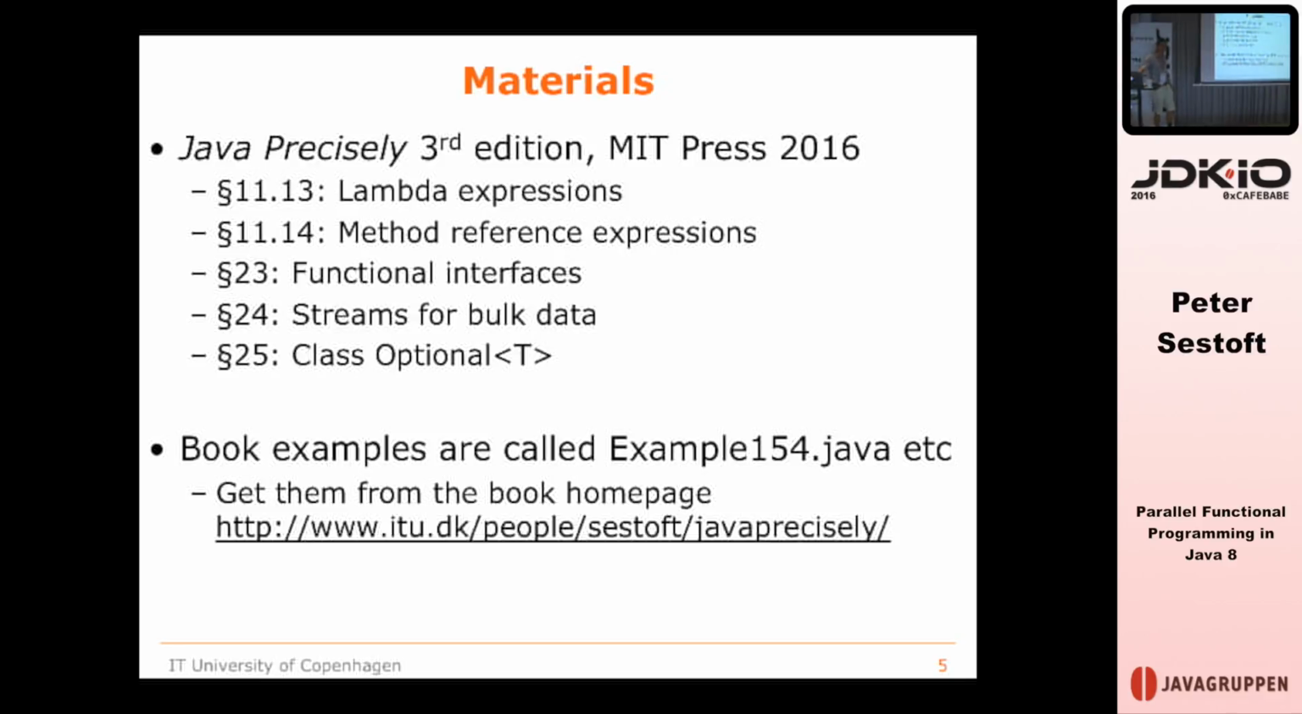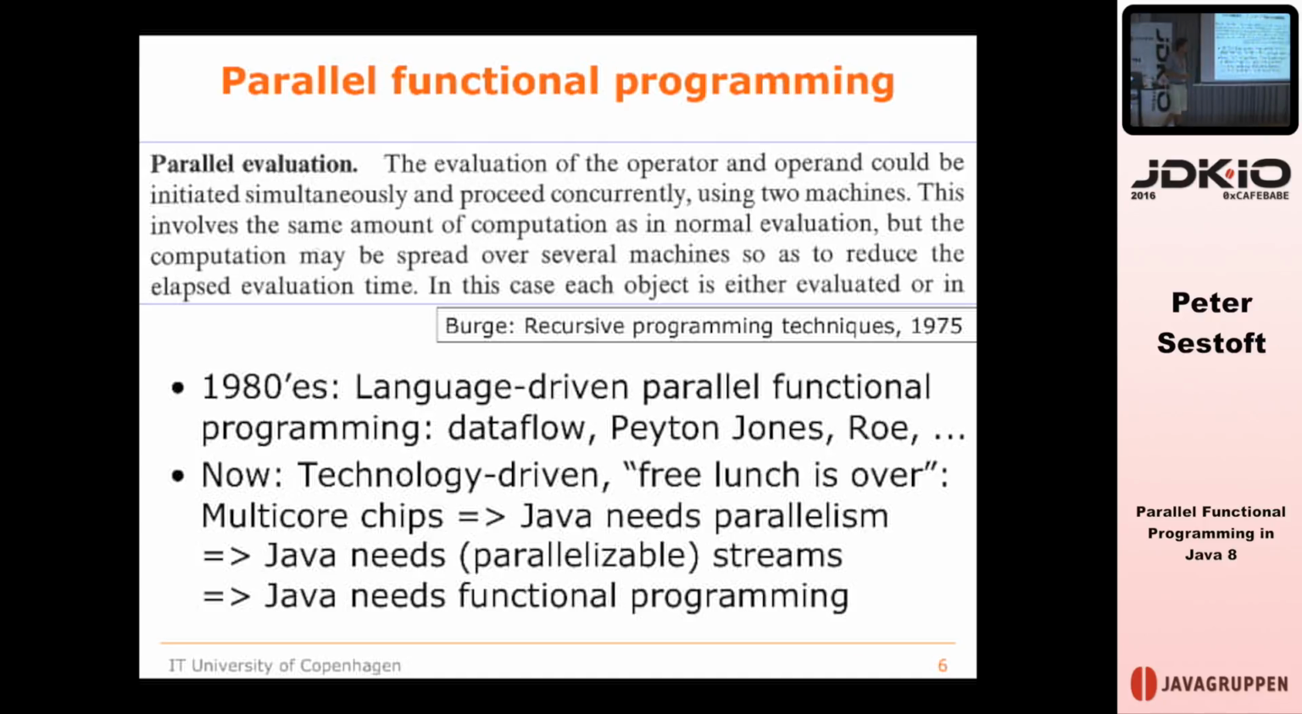What is the connection between parallel programming and functional programming? It goes back a long time. If you take this book by William Burge from the mid-70s, Recursive Programming Techniques, it's one of the first books on functional programming. It has a short section called Parallel Evaluation that just observes that since we're doing everything functionally without side effects, we can easily parallelize the operations. At the time, this was a rather impractical proposal because hardware wasn't parallel except in supercomputers. So this was just a half-page covering this.